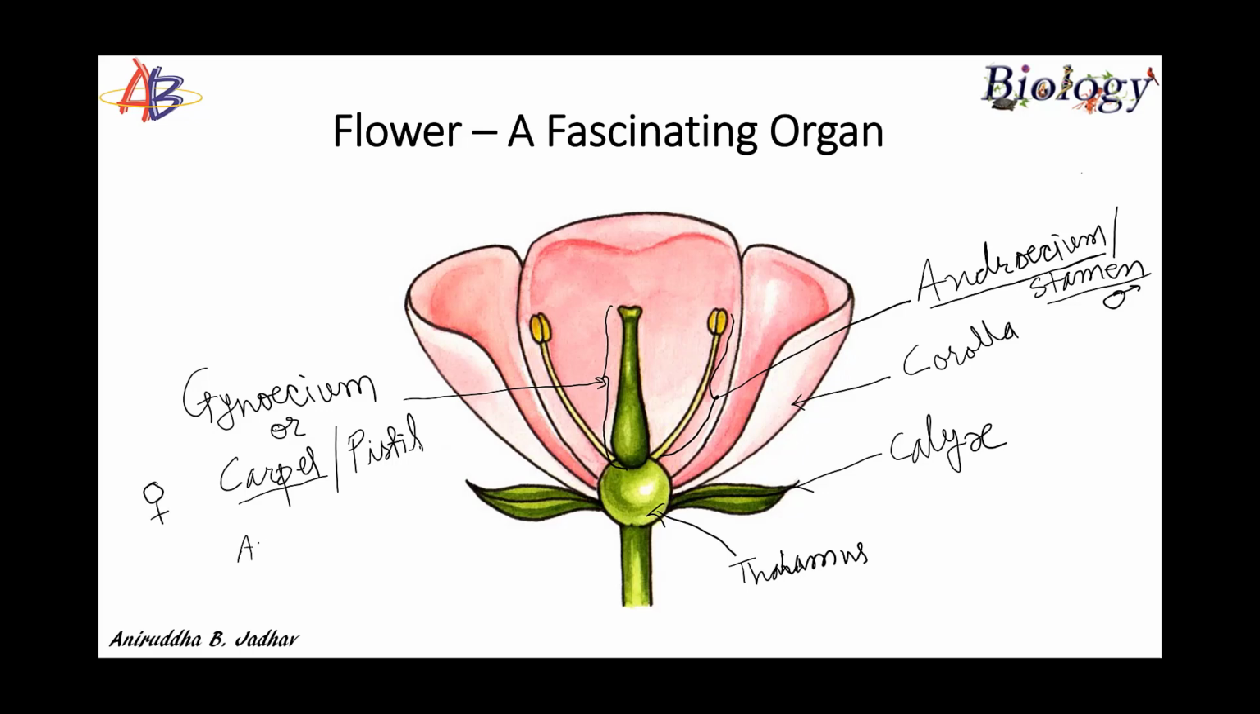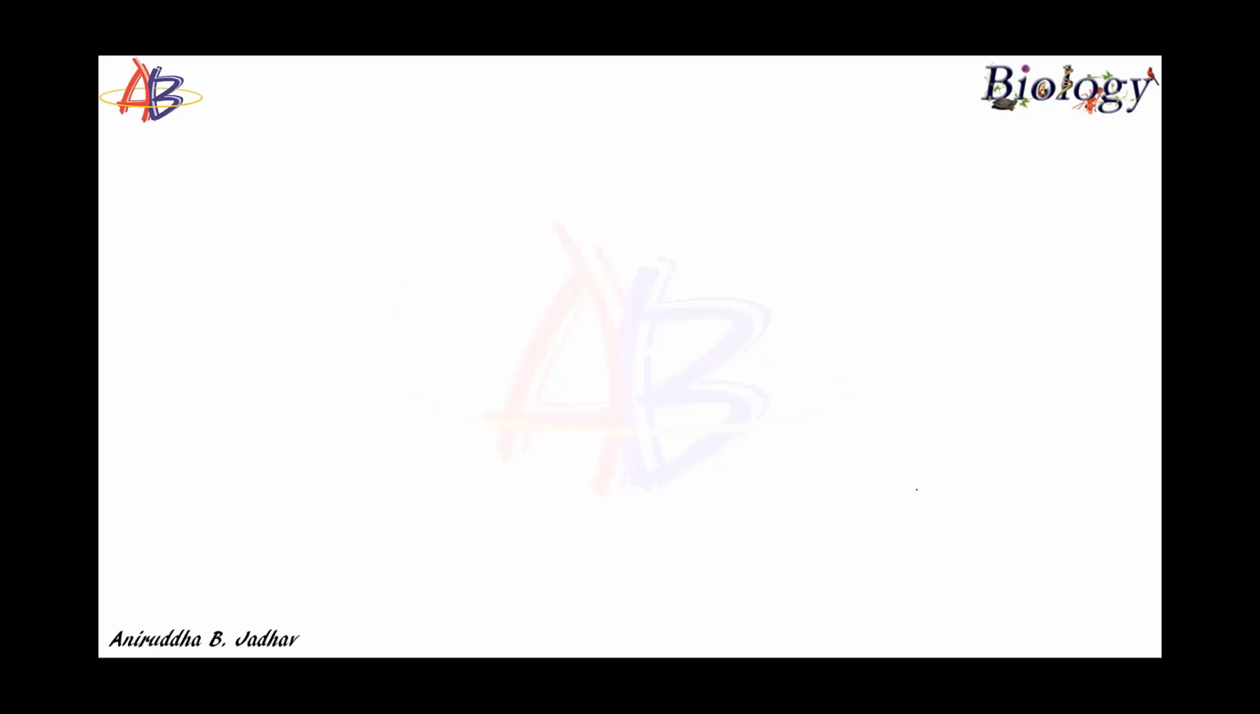So, these two whorls are called essential or reproductive whorls, as they serve as the most important units of sexual reproduction. While calyx and corolla are referred to as non-essential or accessory whorls, and they are not usually participating in the sexual reproduction process.